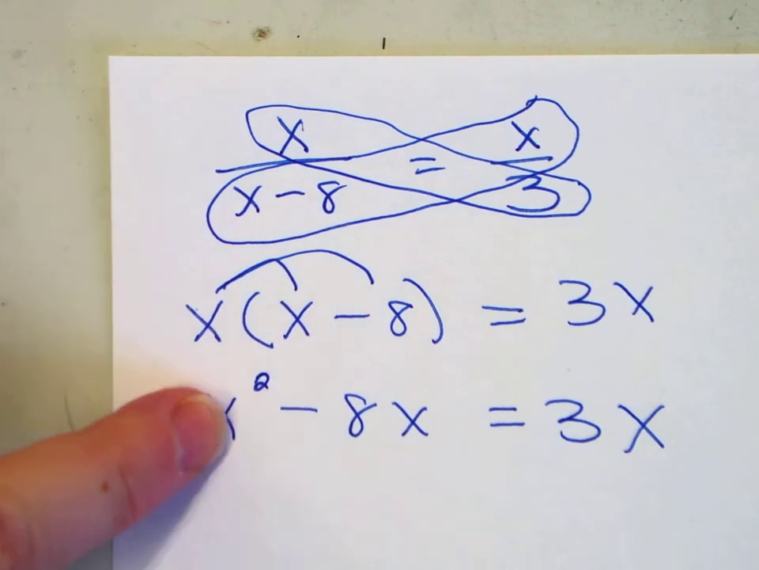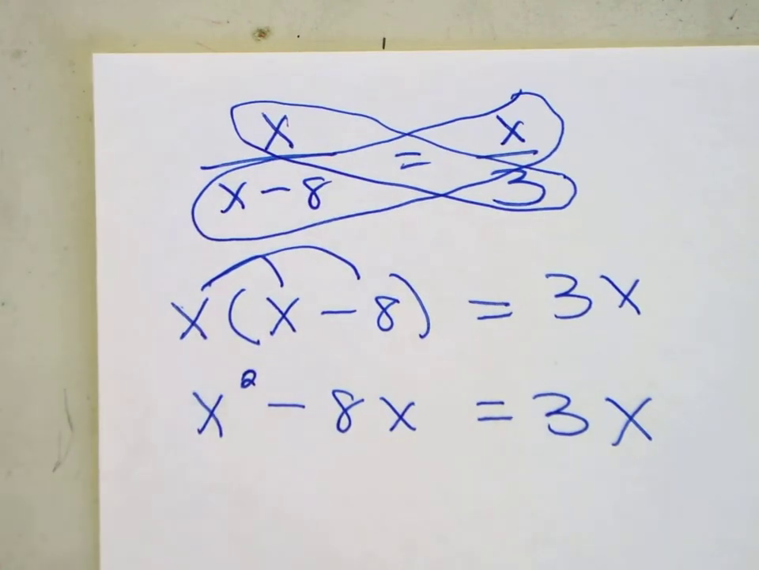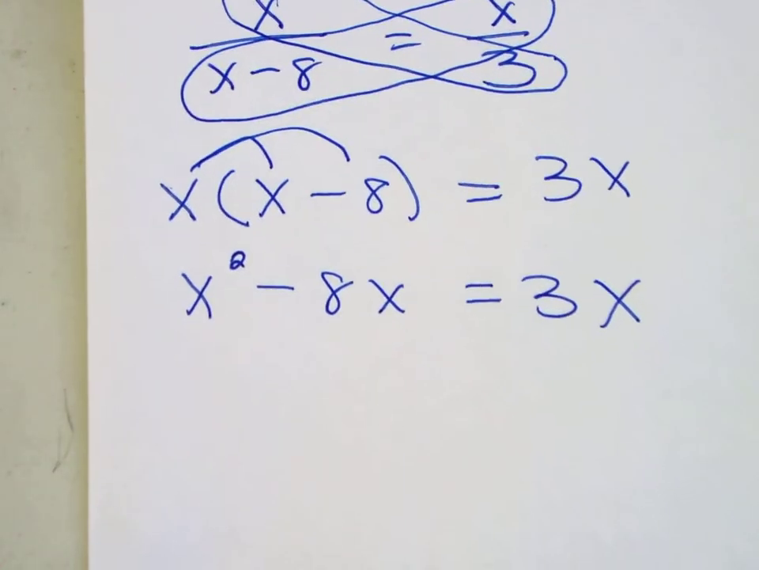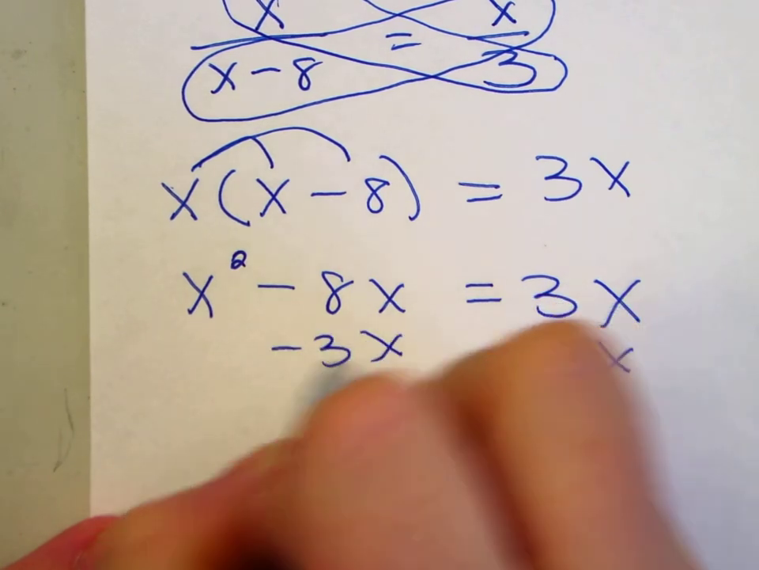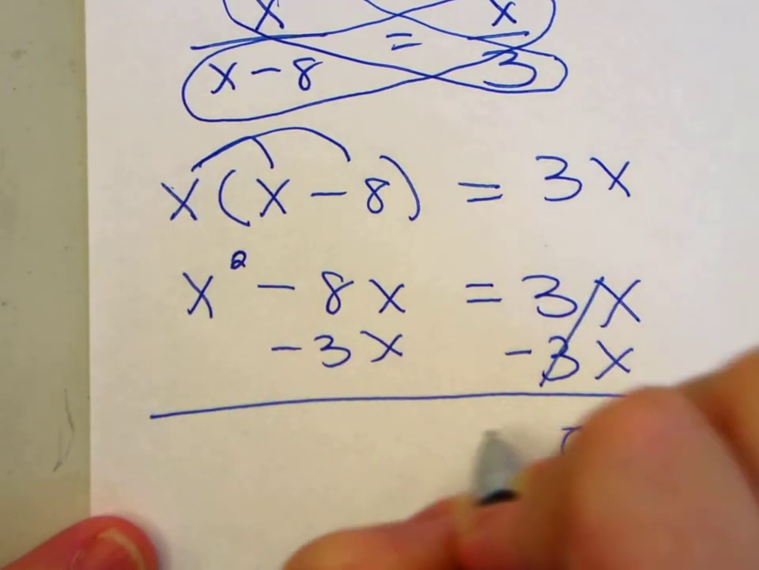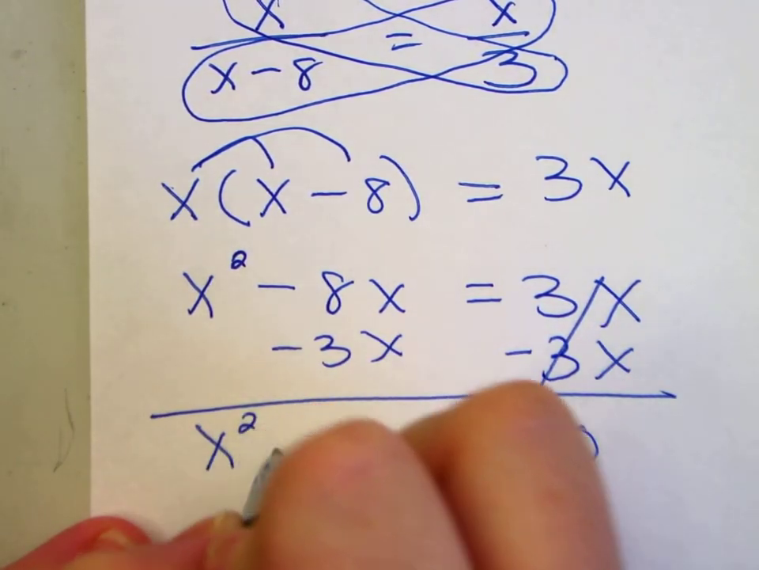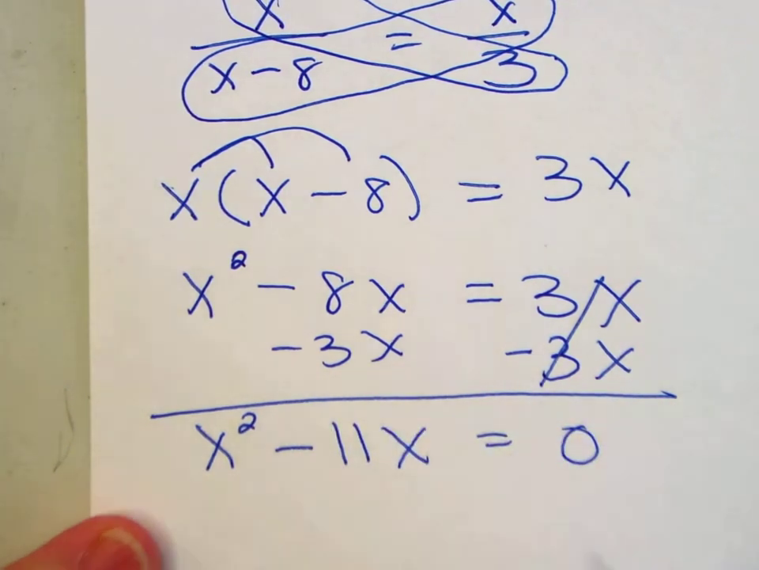It's an x squared problem. When you have an x squared problem, what do you need on one side of the equal sign? I need a 0. What do I move to get the 0? The 3x. Minus 3x on both sides. x squared minus 11x. Now what?